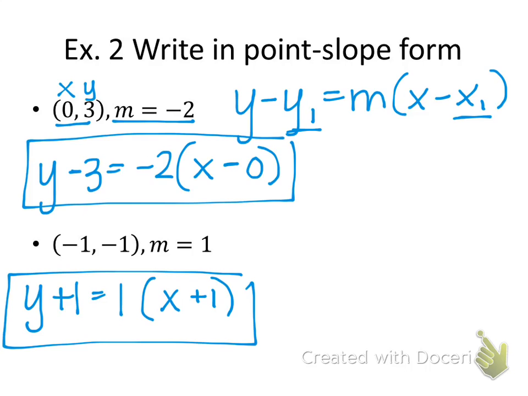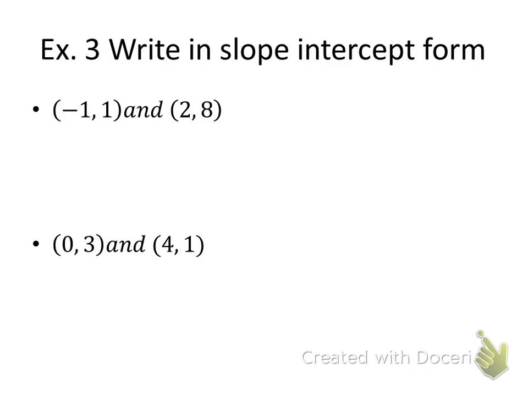Okay, example 3. So now they've given us 2 points and they want us to write it in slope-intercept form. Remember, we just got finished saying, what are the 2 things I need for slope-intercept form? I need a slope and I need a y-intercept. Did they give me either one of those? No. They gave me 2 points. So what I've got to do is use the formula I learned yesterday to find the slope. Who remembers what that formula to find the slope is?